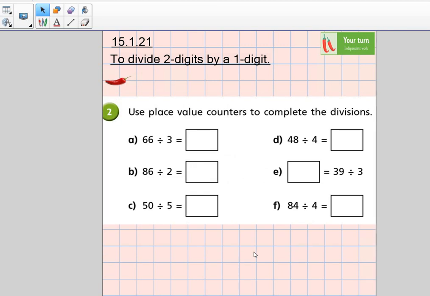Chilly ones, using that method, can you have a go at these calculations? It says use place value counters to complete the divisions. You've got 66 divided by 3, 86 divided by 2, 50 divided by 5, 48 divided by 4, 39 divided by 3, and 84 divided by 4. Pause the video and have a go.